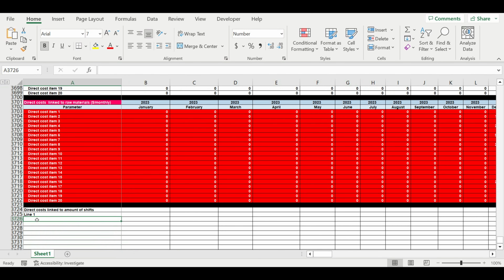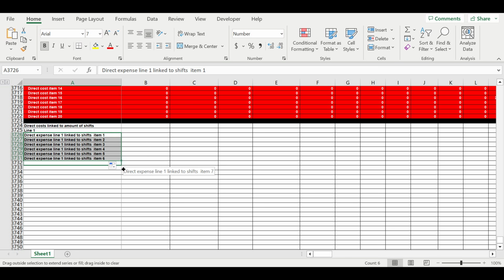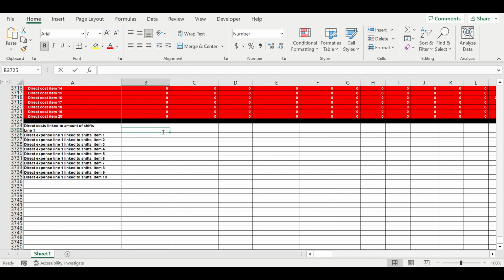So this will be, just a second, direct expense linked to shifts, line 1. So this will be direct expense line 1 linked to shifts, item 1. This will be, here the value will be dollar per shift.